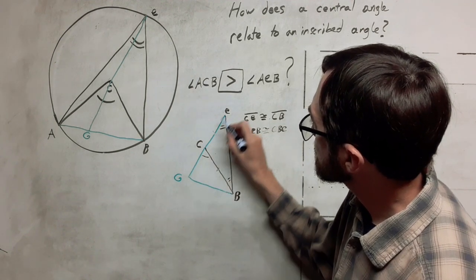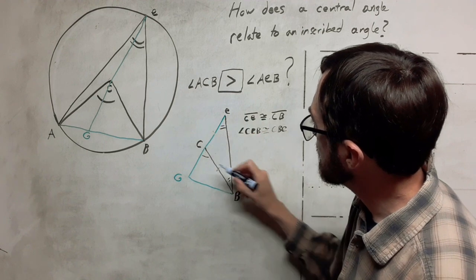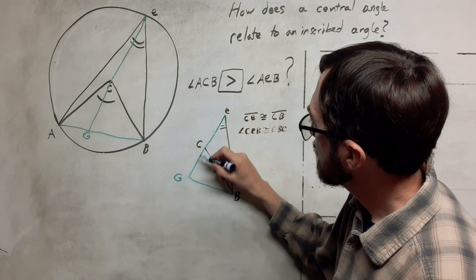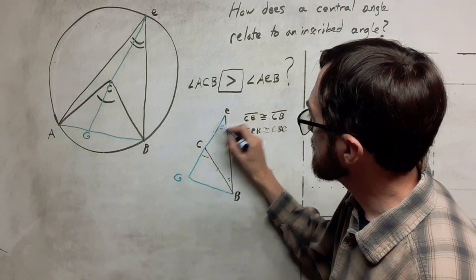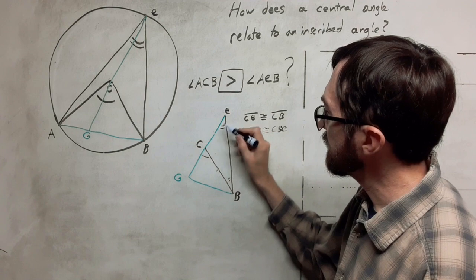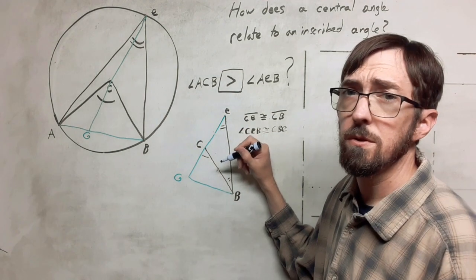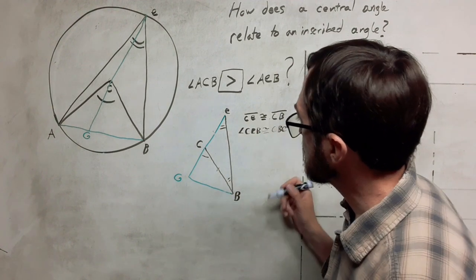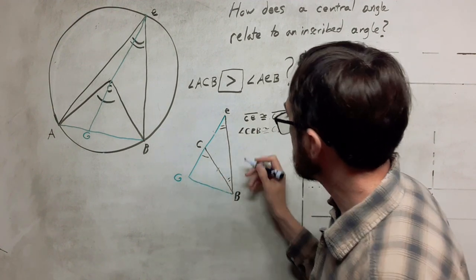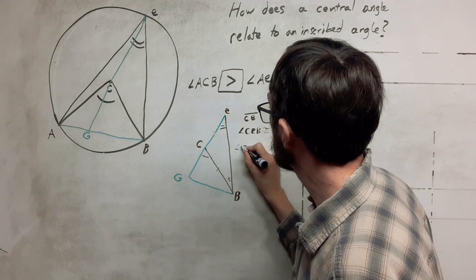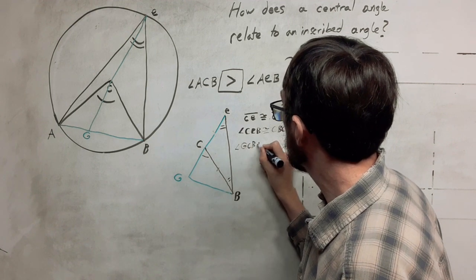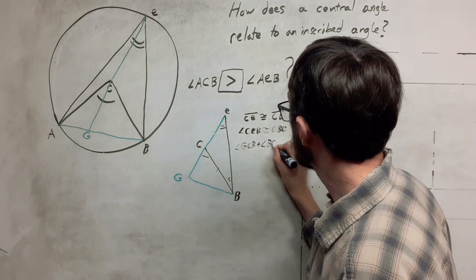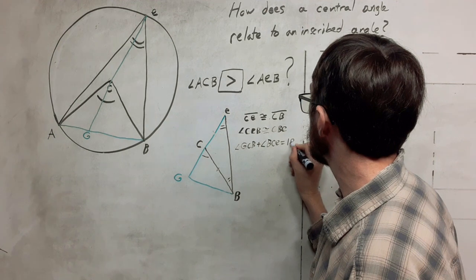Since ECB and GCB are adjacent angles on a straight line, we know that this is a linear pair, which is also a supplementary pair. So this angle plus this angle is 180 degrees. So GCB plus angle BCE is 180 degrees.